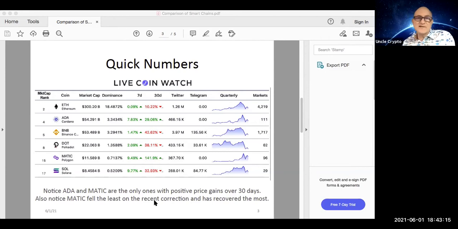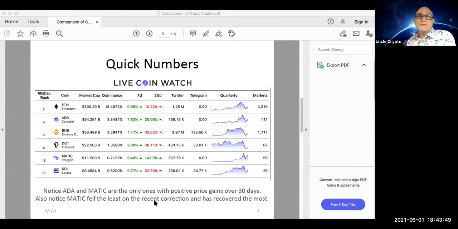It's about 18% of the total crypto market, the crypto verse, I like to call it, the crypto universe. And so that's the size. The next one down in terms of size is Cardano, which is ADA, trading symbol. And Cardano is about $54 billion. So it's about a sixth of Ethereum, and it's only about 3% of the cryptoverse.